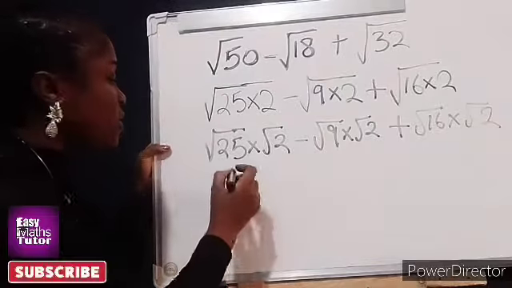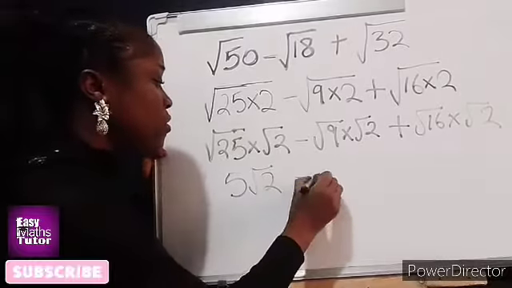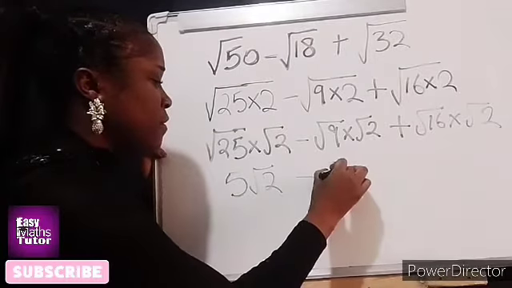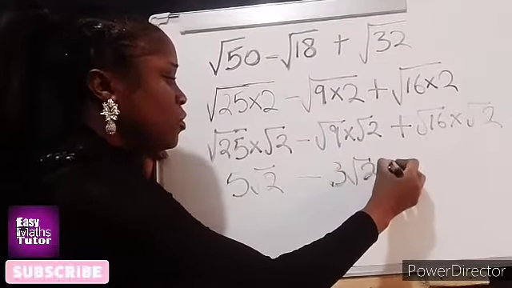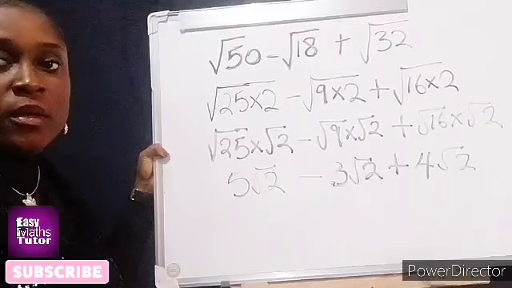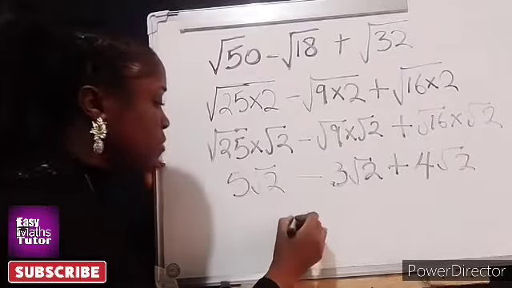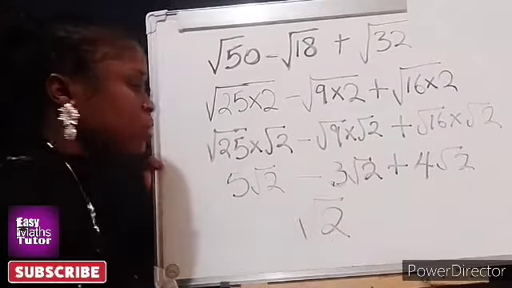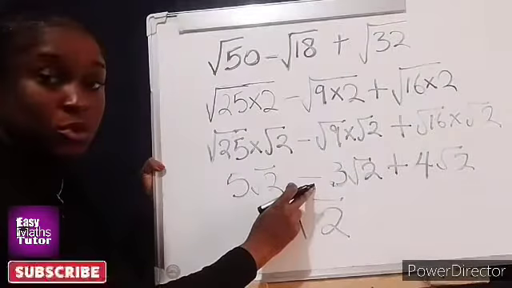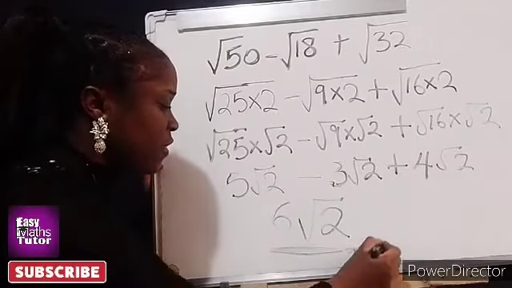So the square root of 25 is simply 5 root 2. The square root of 9 is simply 3 root 2. The square root of 16 is simply 4 root 2. So these are like terms because they all have root 2 as their base. So we're going to add them up with a base of root 2, leaving us with 5 minus 3 plus 4. 5 minus 3 gives us 2, plus 4 gives us 6. So our answer is 6 root 2.